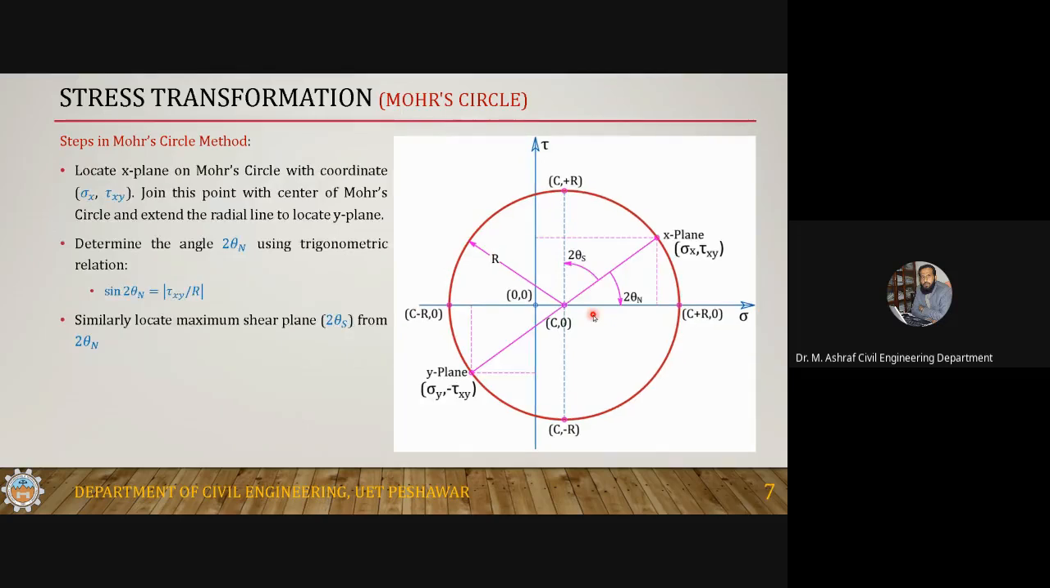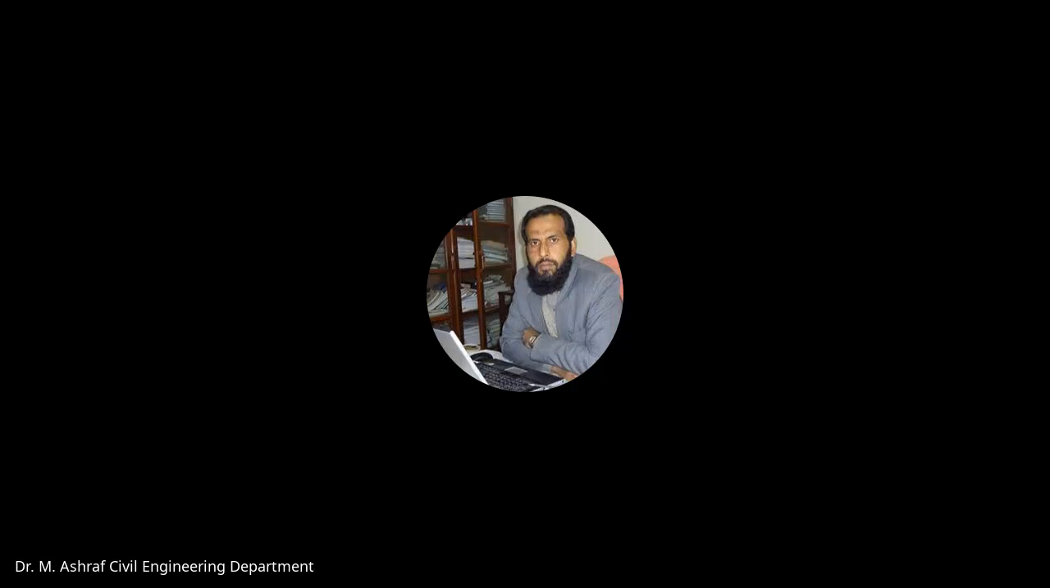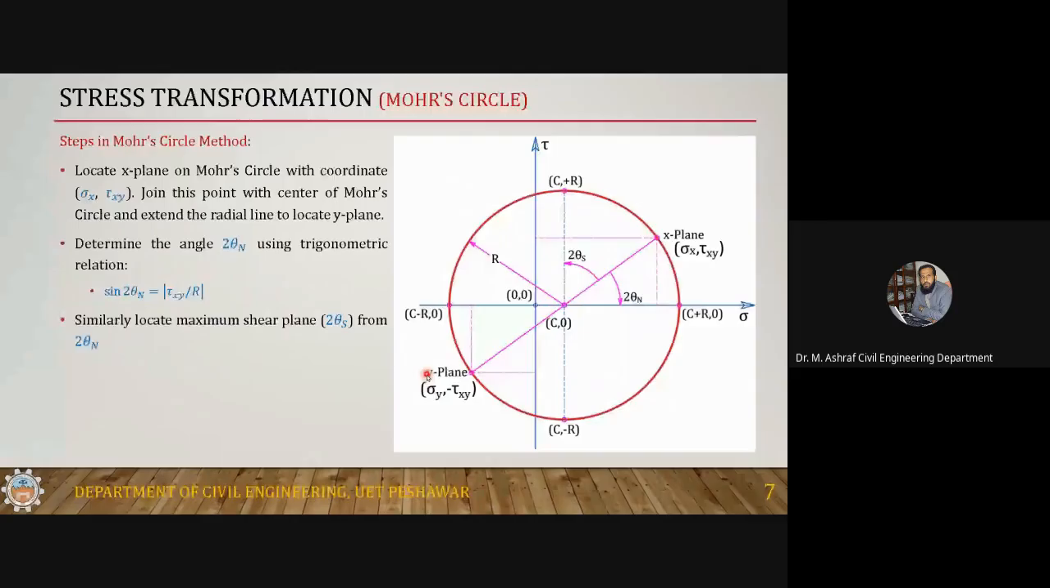The next is to locate the x plane. According to the Cartesian coordinate system, you know sigma x and you know tau x. So this is sigma x and this is tau x, according to that scale. Then join the center of the Mohr circle, not with the origin, with the center, and extend it. So you will get the y plane. It will automatically give you the y plane. The coordinates are known, but it will automatically give you. And then knowing the x plane, you locate the principal plane and the maximum shear stress plane. So this is how to locate these things.